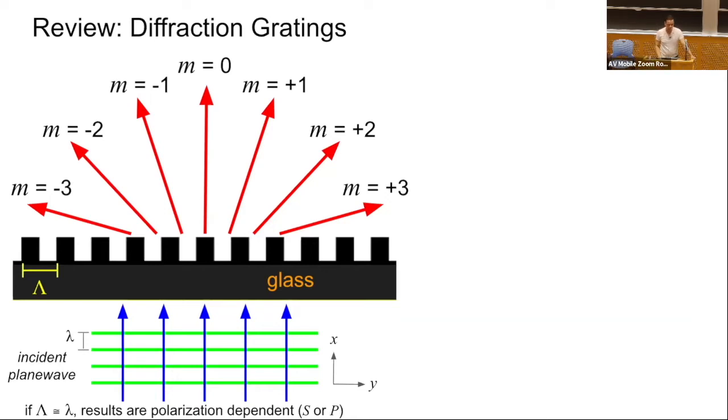Again, these are structures with a periodic modulation of the refractive index that's being hit with some incident plane wave source. That incident plane wave source is then diffracted or scattered, and it generates a finite number of diffraction orders, both in transmission and in reflection.